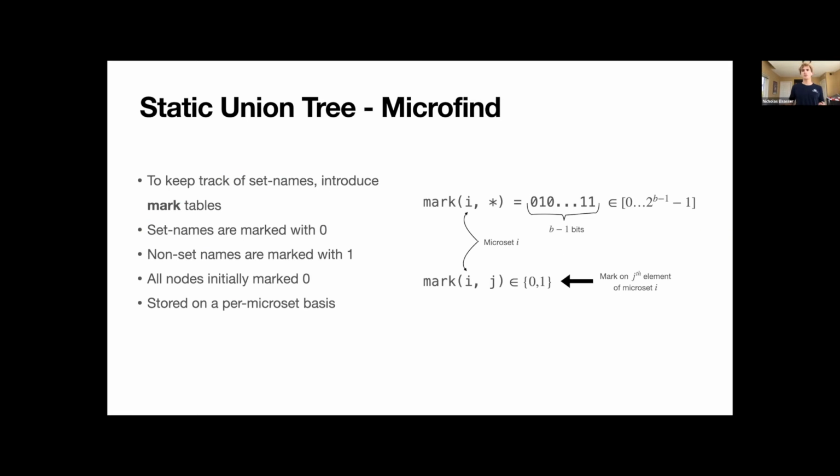So then to start to construct microfind, we're going to create multiple lookup tables. It's pretty much the only way we're going to get this to work in O(1), right? To keep track of which nodes are set names, we're going to create what we call mark tables. And we're going to create one mark table for each microset. And the way this is going to work is that if a node is a set name, then it will have a value of 0. And if a node is not a set name, it will have a value of 1.